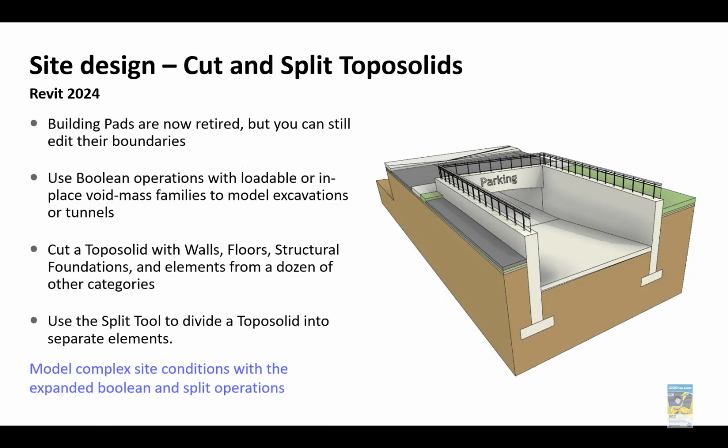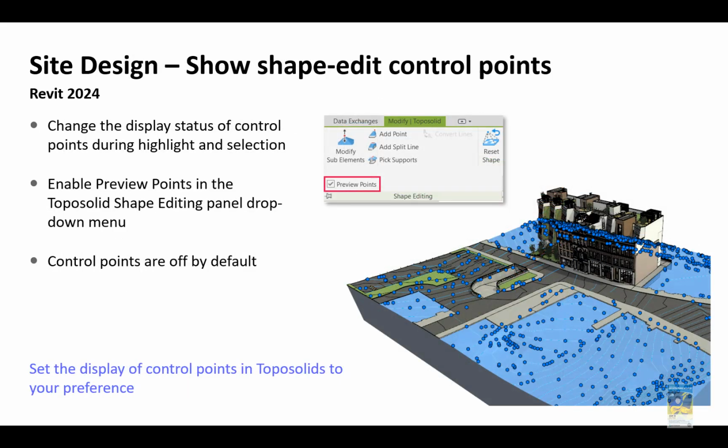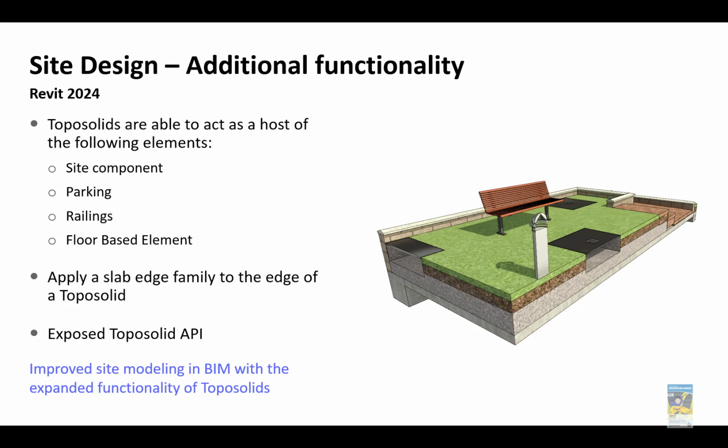Use cut and split topo surfaces by working with the pads, which have now been retired, Boolean operations as well, and using other system families to cut the topo surface, such as walls, floors, foundations. You now have enhanced graded region functionality as well to calculate the report cut and fill volumes. You have shape editing control points as well for that topo solid. And the topo solids can act as a host for multiple elements.